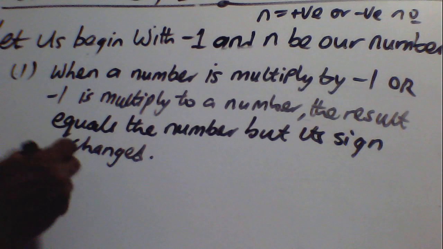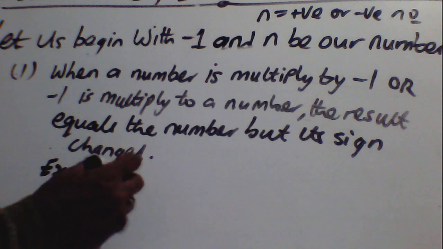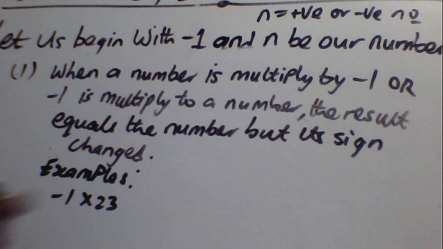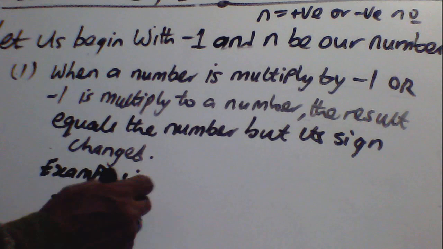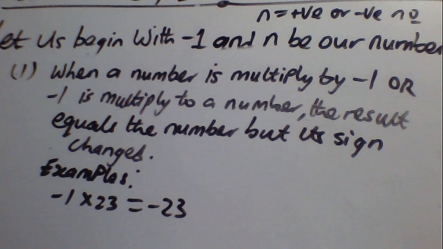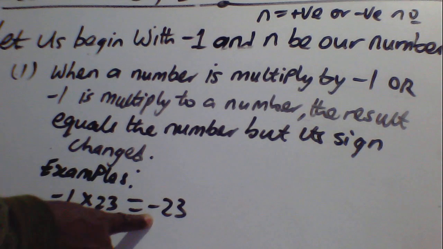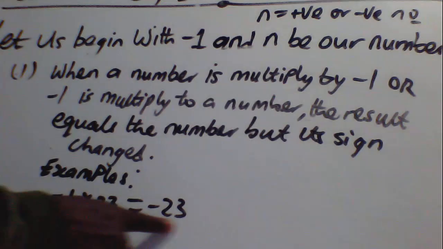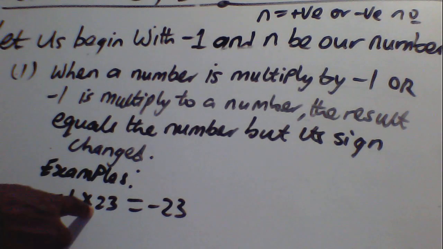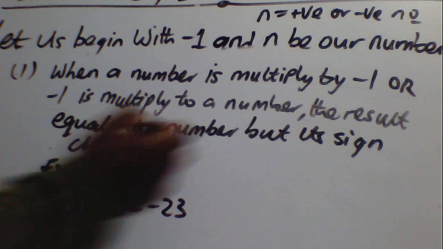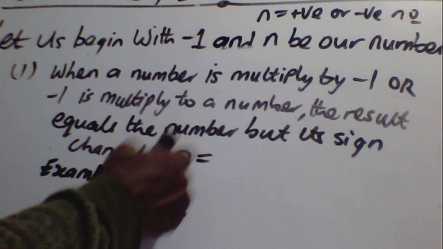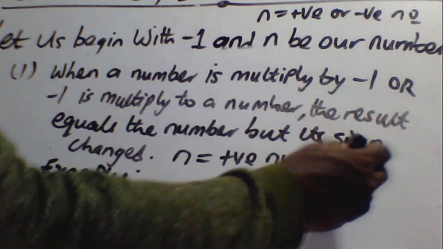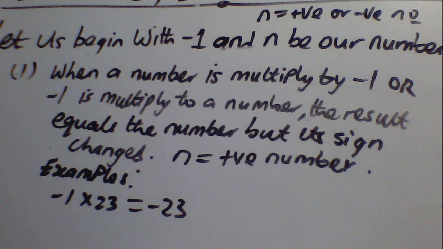So example, in this case, I have minus 1 multiplying 23. See that 23 is plus 23. The result equals minus 23. So it is equal to the number, but its sign changed. It equals the number, but in this case, it is no longer plus; it is minus. In this case, our n is a positive number.